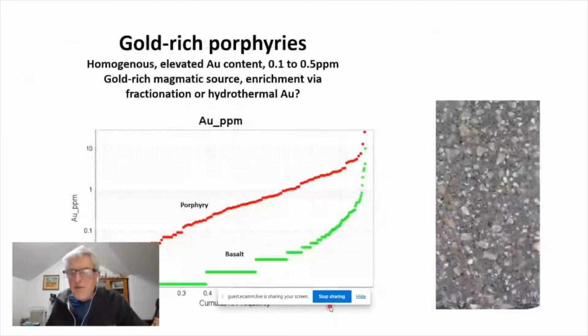One of the things that's always fascinated me is that there are quite a number of porphyries in the Yilgarn that have consistent elevated gold contents, like this one, for example.